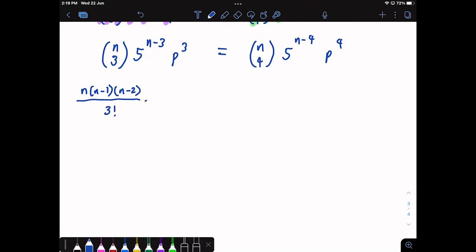Now, let me ask you a question. N minus 3, n minus 4, which is smaller? N minus 4. So I'm going to rewrite 5 power n minus 3 as 5 power 1 times 5 power n minus 4. Sorry, n minus 4 is smaller. Is this correct?